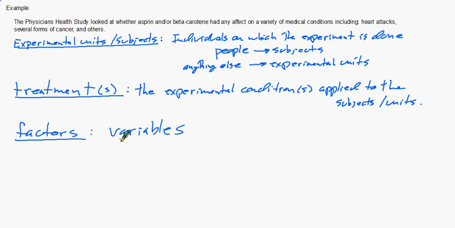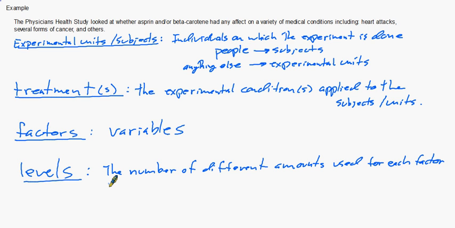Factors are really just another word for variables, usually the explanatory variables. In this case, again, the treatments and factors aren't too much different. Factors are aspirin and beta-carotene. And finally, we can talk about the number of levels. Levels are the number of different amounts used for each factor.